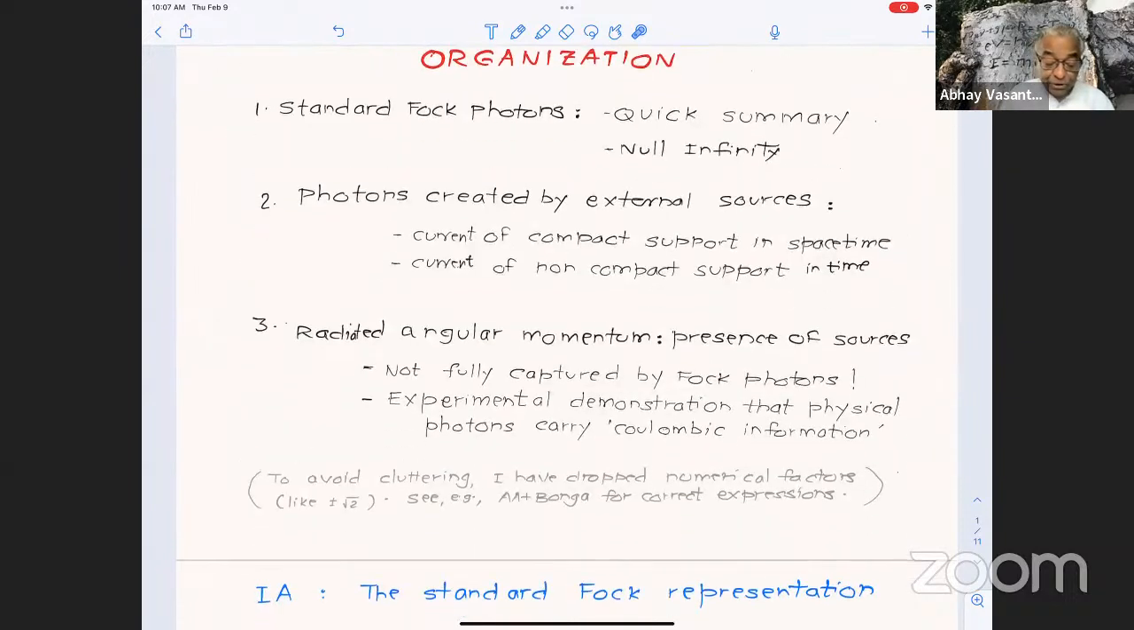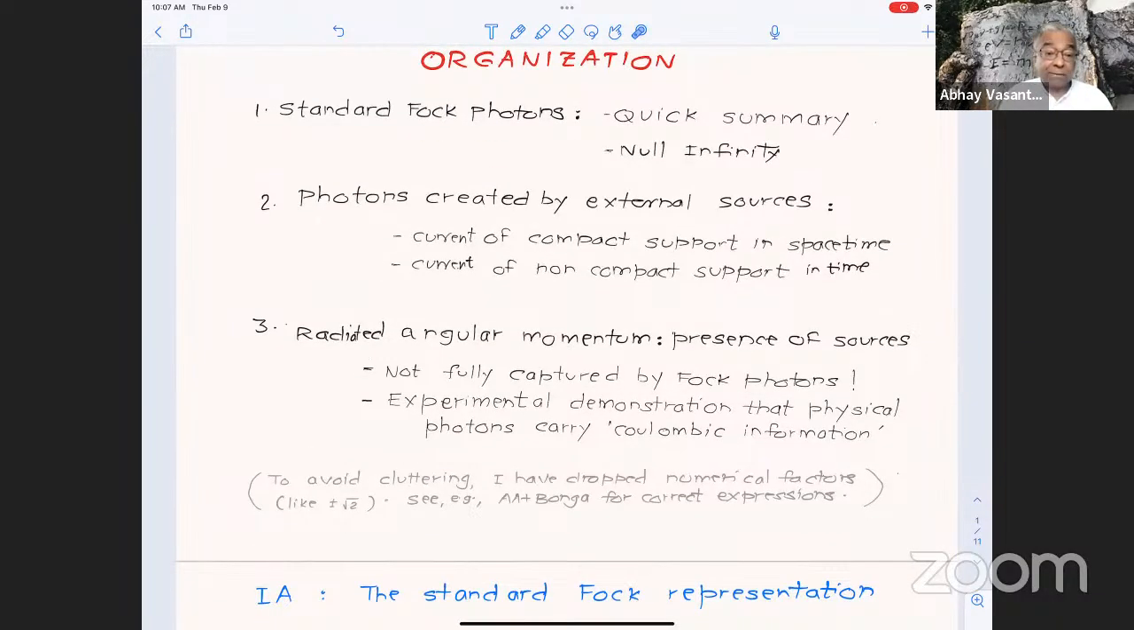So the organization of this talk is going to be in 3 parts. The first is going to be a review of the standard Fock representation, but using the notions of null infinity, which are going to play a rather important role in understanding the quantum nature of the Coulombic interactions. The second part of the talk: this is all just free photons, the standard textbook treatment. Then we're going to look at photons created by external sources. This is also something quite well known, but I would like to review it for you.